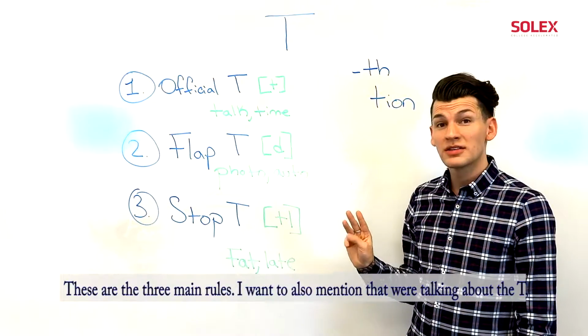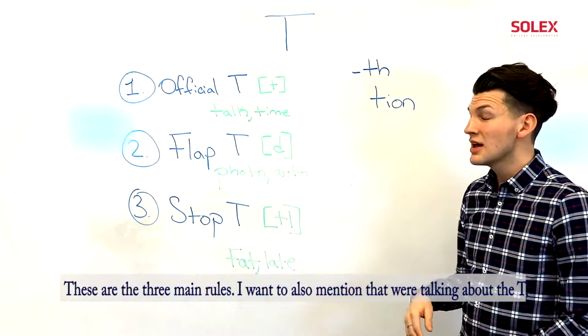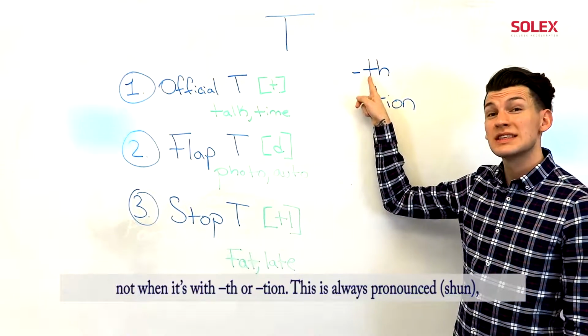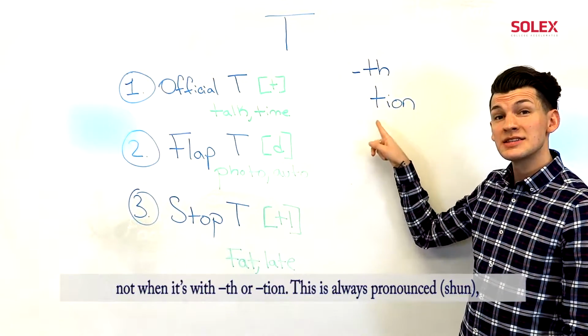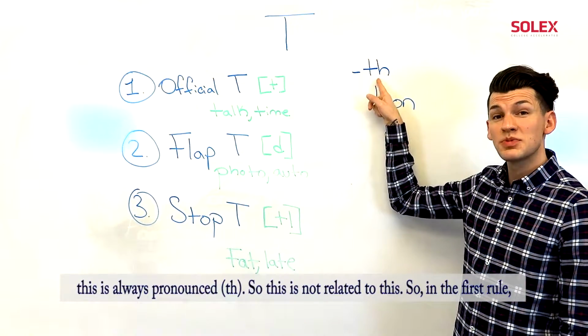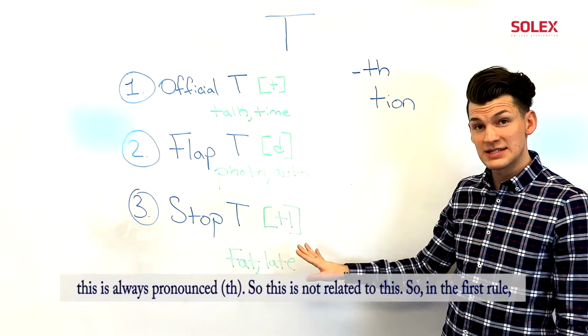So these are the 3 main rules. I want to also mention that we're talking about the T not when it's with TH or TION. This is always pronounced shun, right? This is always pronounced f. So this is not related to this.